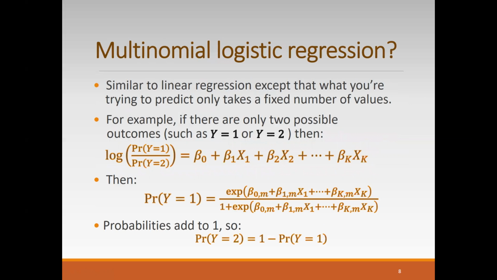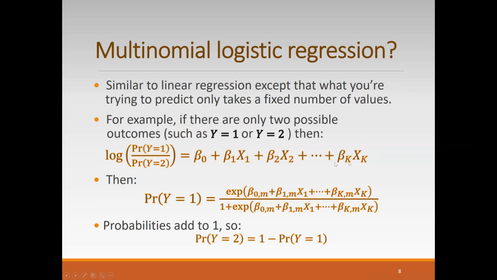So what is multinomial logistic regression? Well, it's similar to linear regression, except that what you're trying to predict only takes a fixed number of values. So for example, if there are only 2 possible outcomes, such as y equals 1 and y equals 2, then this is your logistic regression equation. Now you can think of the 2 possible outcomes as being, for example, if you wanted to predict the outcome of a biased coin, then this might be appropriate.